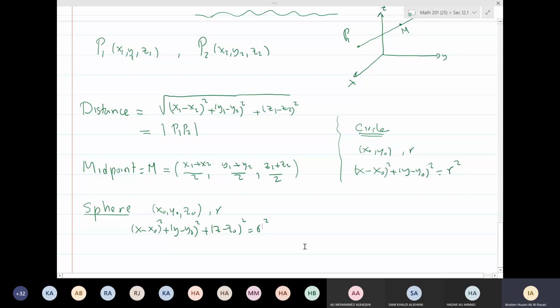So this is the distance between points and the sphere, and they are easy. So you have to read the examples in the notes, and also the examples in the book. Since they are easy, you should do this by yourself.